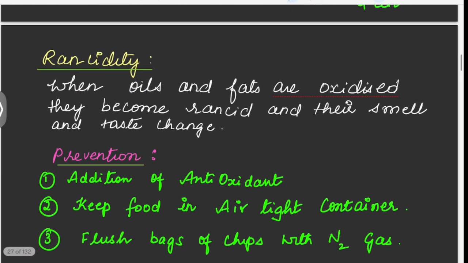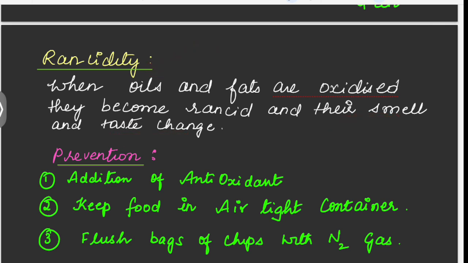Next topic, last topic, is rancidity. What is rancidity? When oils and fats are oxidized, they become rancid and their smell and taste can change. This you would have observed in your home itself. Coconut oil, if you leave it open or unused for a longer time, what can you see? In the unprocessed coconut oil, a bad smell comes out from that oil. The smell and taste also will change. That is called rancidity.